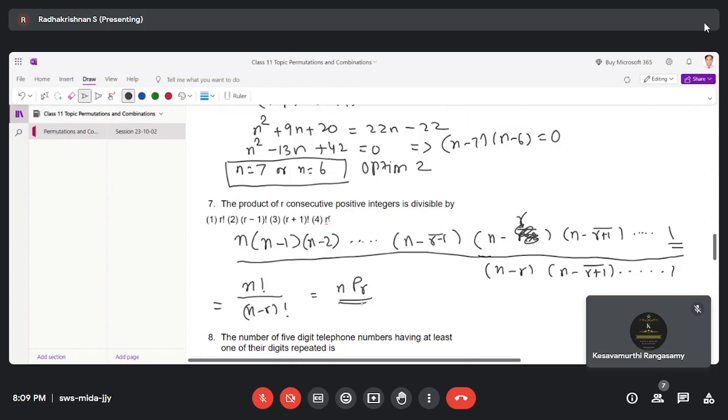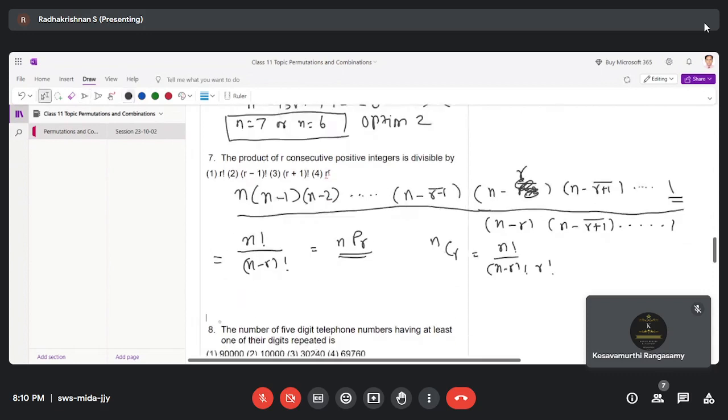Okay. So nPr, will it be divisible by r factorial? It will be, because what is nCr? If you take nPr divided by nCr, it will be r factorial. Or the other way, nPr divided by r factorial. And we know that nCr is a number, it's not a fraction. So nPr can be divided by r factorial to get nCr. So clearly r factorial divides nPr. So that is your option.